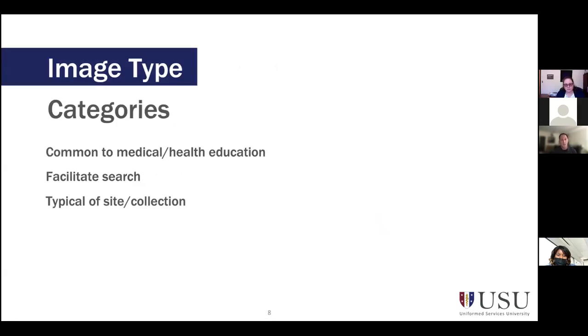So next, I'm going to talk about image types. What I've done to facilitate this conversation the best is to break the images down into different categories.